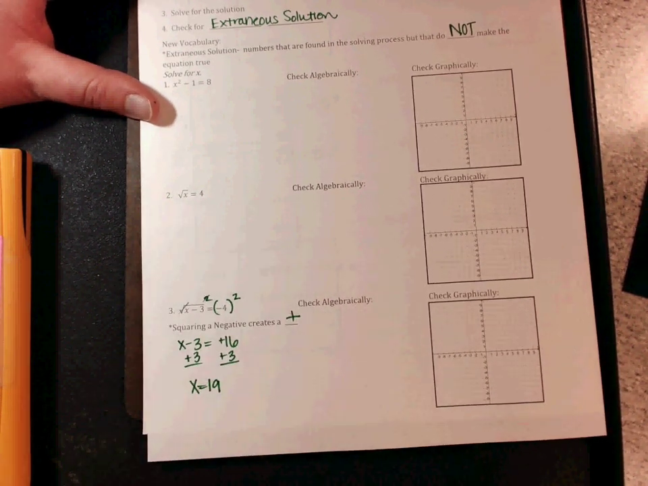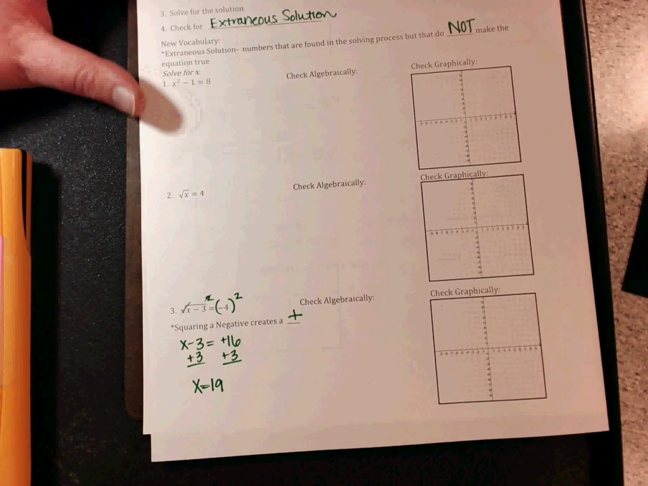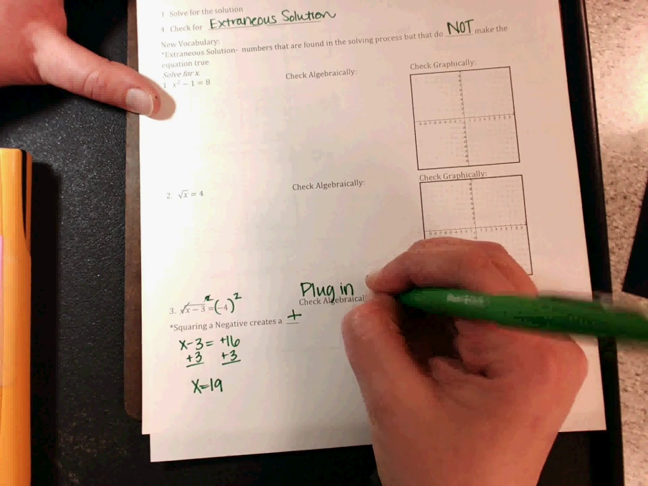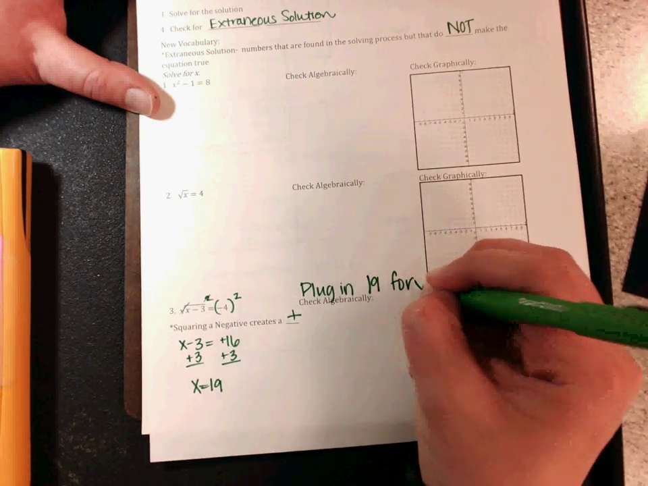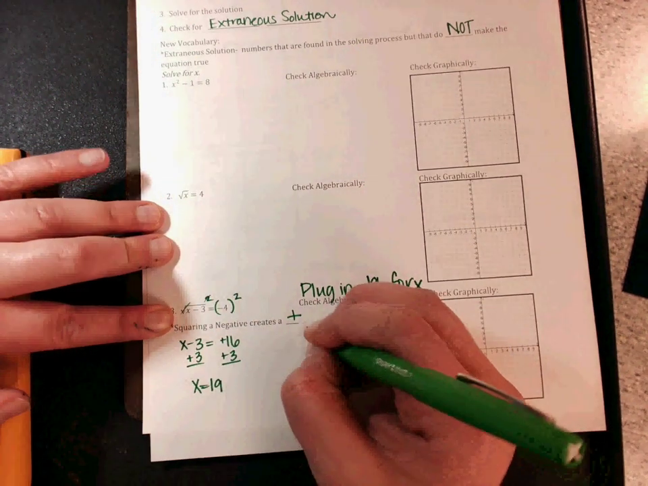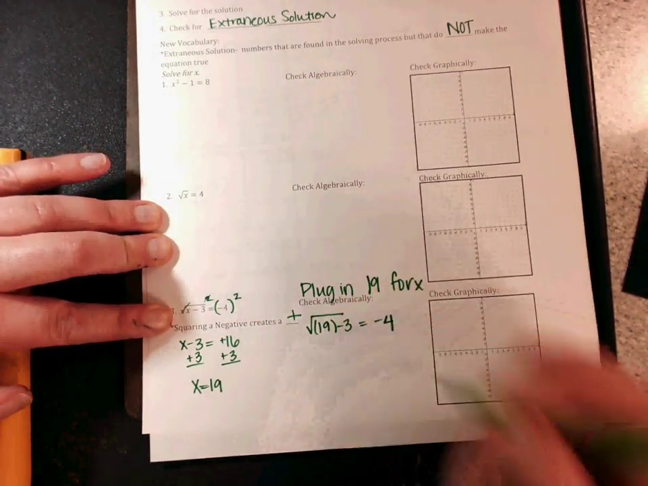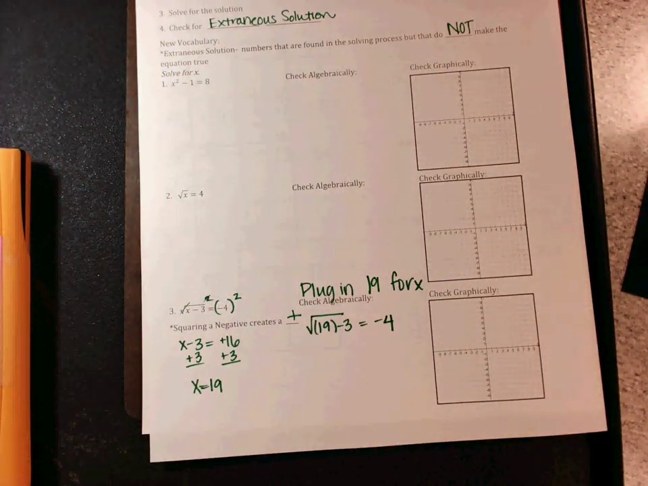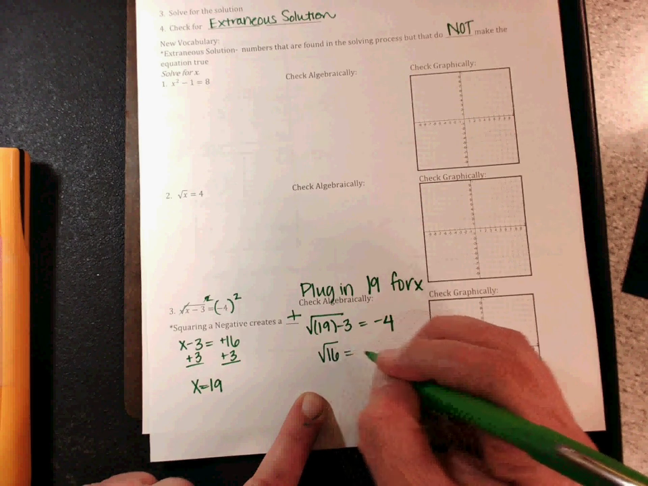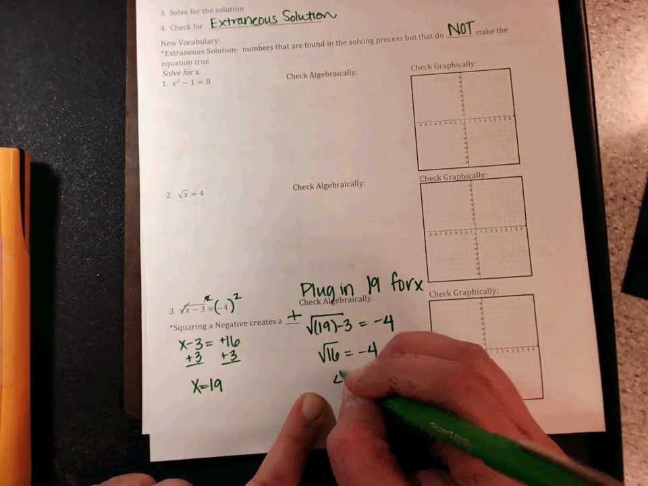19. Then I want to check it algebraically, so I'm going to go back and plug 19 back in for x. So here we go. I'm coming back to right here. So it's the square root of 19 minus 3, equals negative 4. What's 19 minus 3? Square root of 16 equals negative 4. Now, what's the square root of 16?